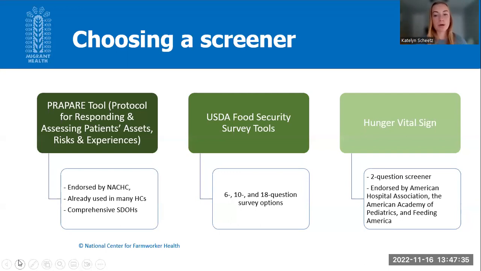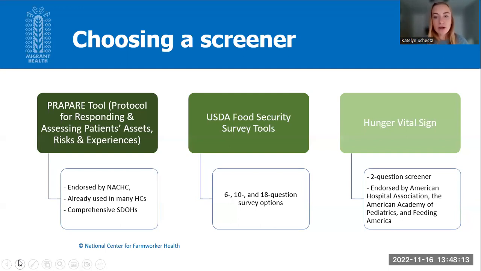whereas the 18-question is many more questions, so better data for the most part, but also potentially a larger burden for participants and staff, especially if you have patients who are low literacy and you have staff that are reading the surveys to participants and completing them with them. An 18-question survey could obviously be a higher burden for staff as well. And just a note on language, the USDA food security survey tools are available in English, Spanish, and Chinese. So you wouldn't have to translate for those languages.